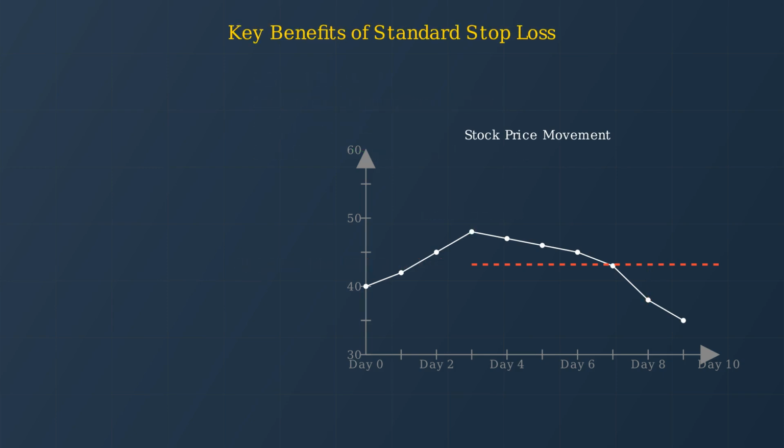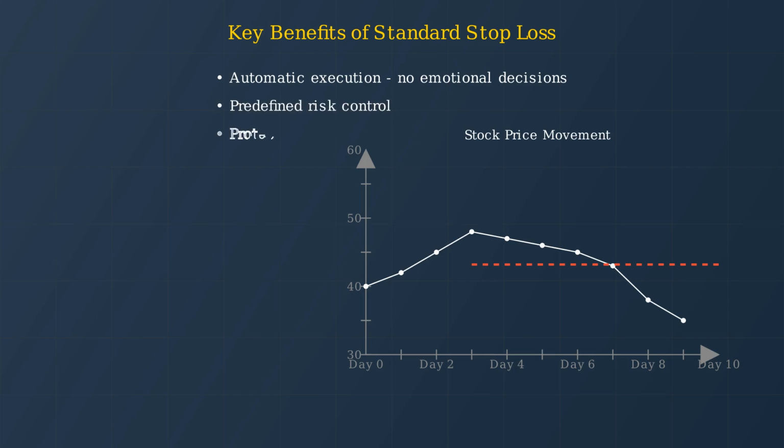Standard stop-losses offer several key benefits to traders. They execute automatically when price thresholds are reached, removing emotional decision-making. They provide predefined risk control for each trade. They protect against sudden market crashes or unexpected bad news. And they give you peace of mind when you can't actively monitor the market.